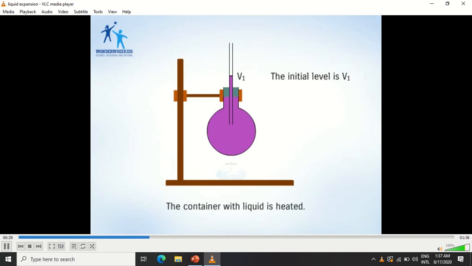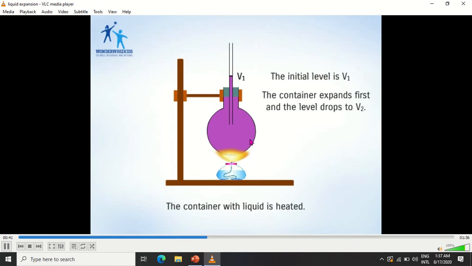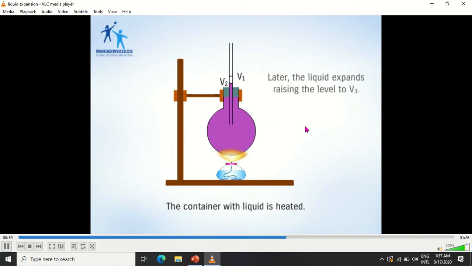The container with liquid is heated. Here, by using a Bunsen burner, the liquid is heated. So, what will happen? The container expands first and the level drops to V2. Then the liquid will receive the heat in the container. Later the liquid expands, raising the level to V3.